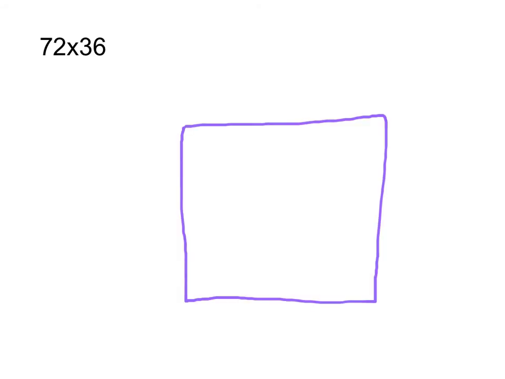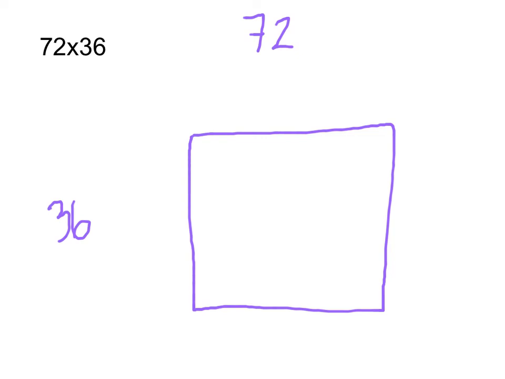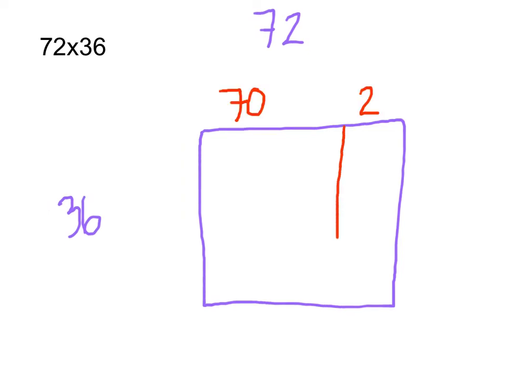72 times 36. So first draw your array. I know that the top is going to be 72 and the side is going to be 36. Those numbers are a little too large to just be multiplying, so I'm going to break them up. For 72, I'm going to have 70 and 2. Remember then to cut your array down into 2 pieces. For 36, I'm going to have 30 and 6, because 30 plus 6 equals 36, and then cut your array across. Now there are 4 different problems that you need to solve.